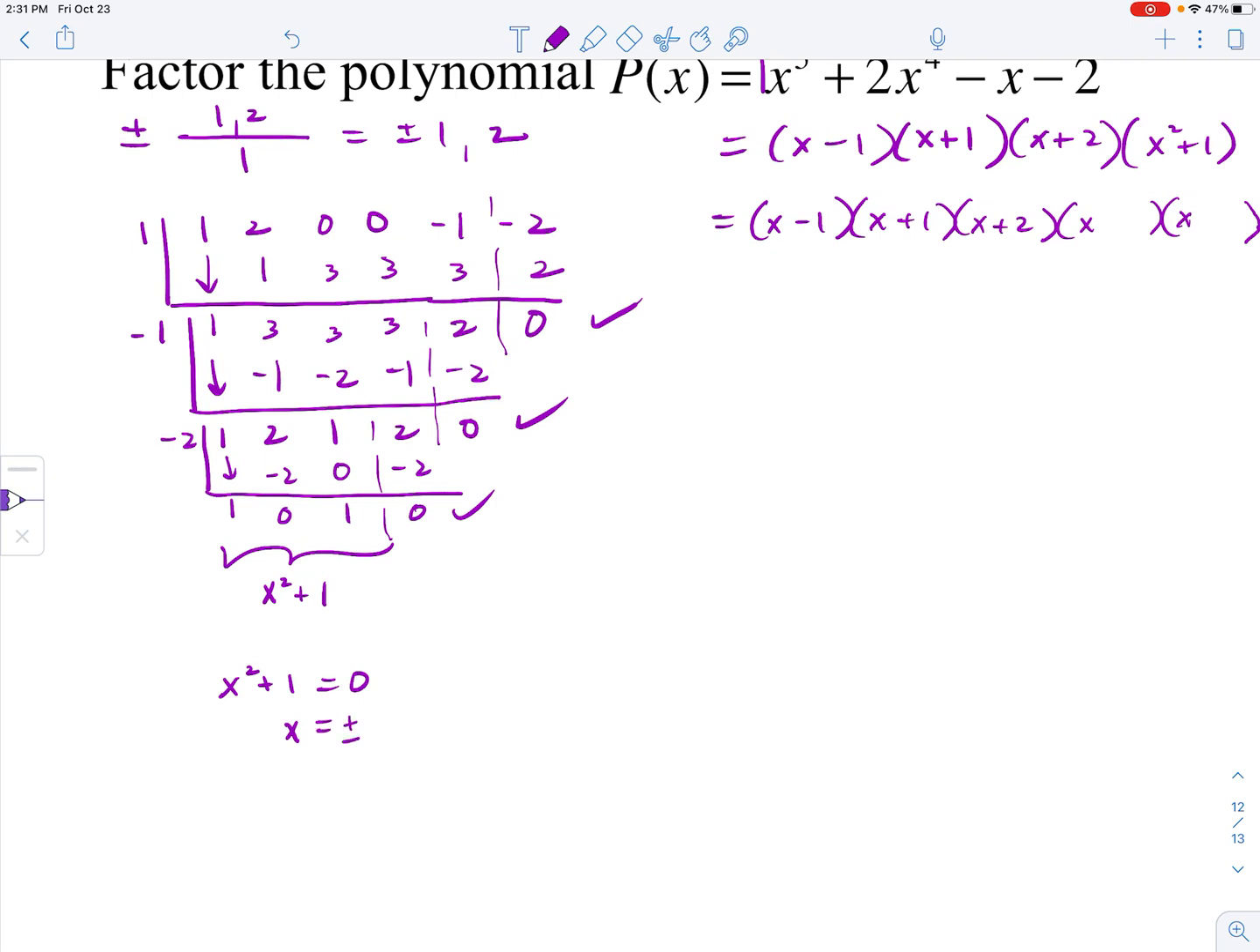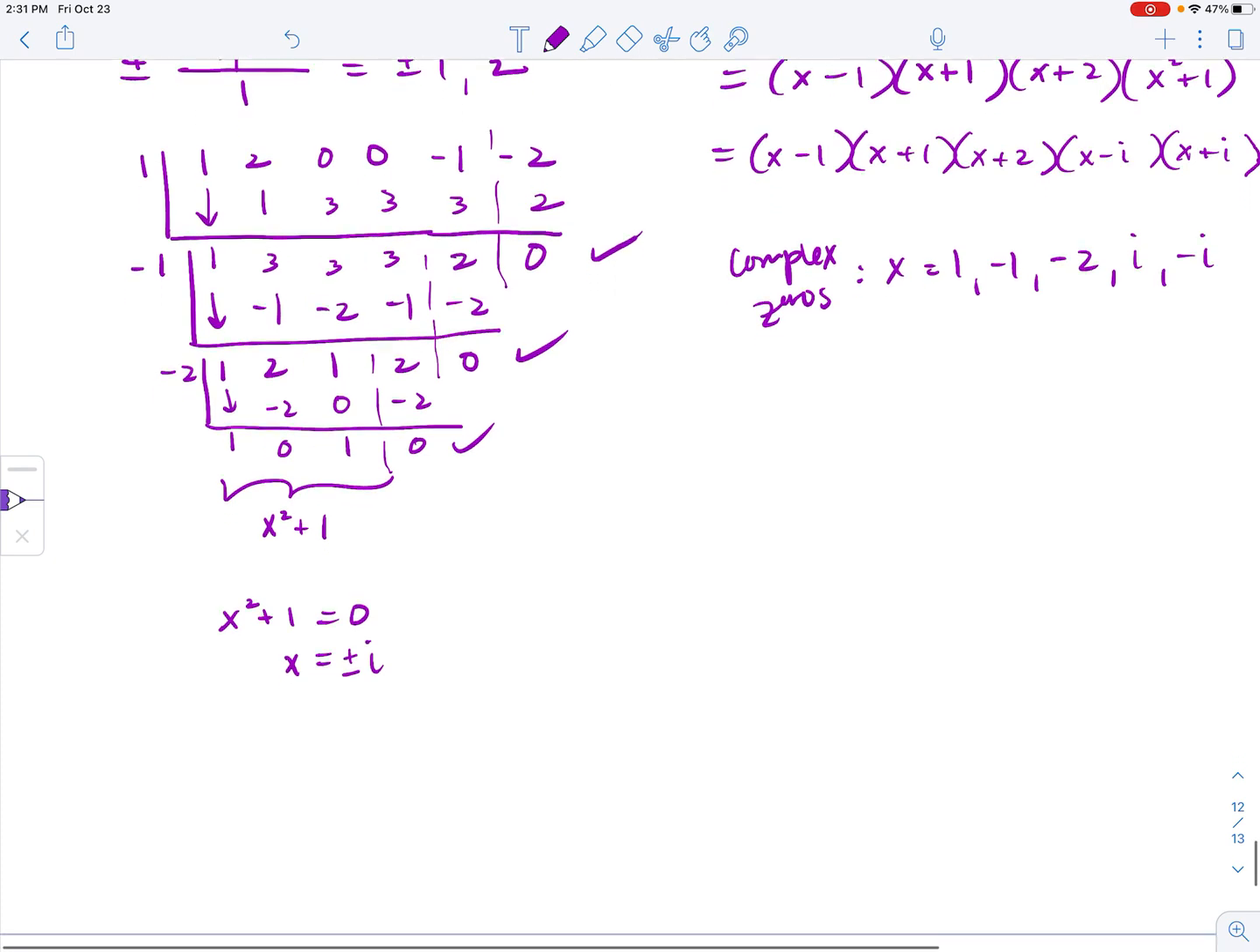Okay, we did this earlier. You get x equals plus or minus i. Therefore, those remaining factors are x minus i and x plus i. So that's the polynomial factored over the complex number system, and our complex zeros are 1, negative 1, negative 2, i, negative i.